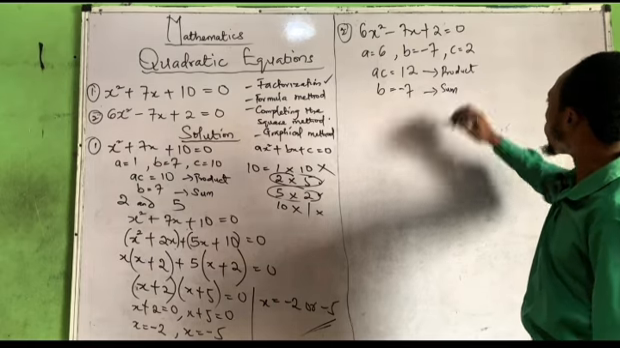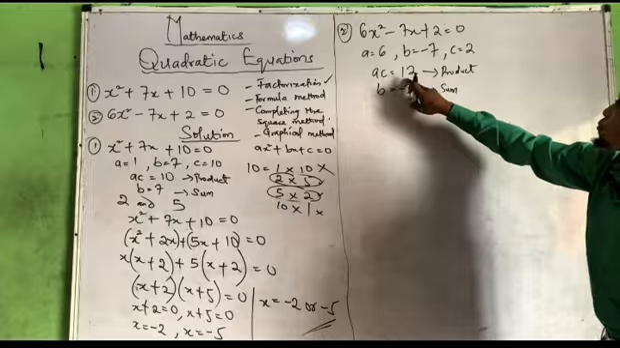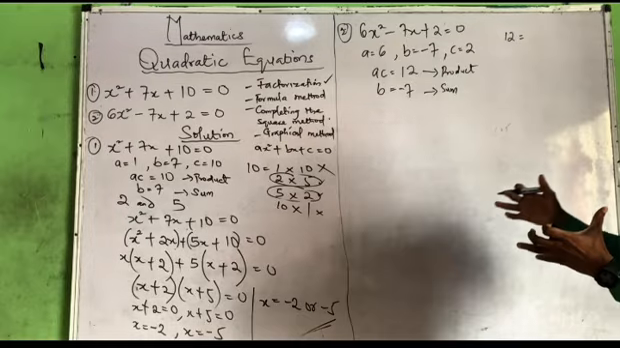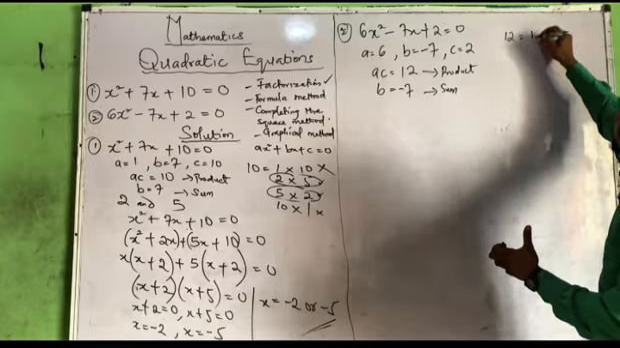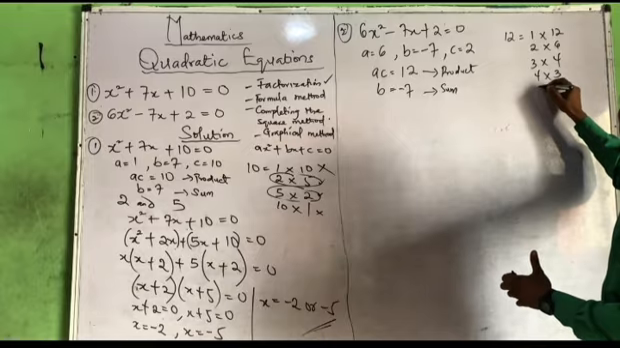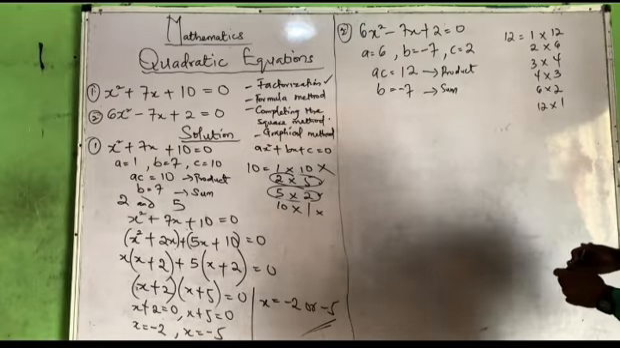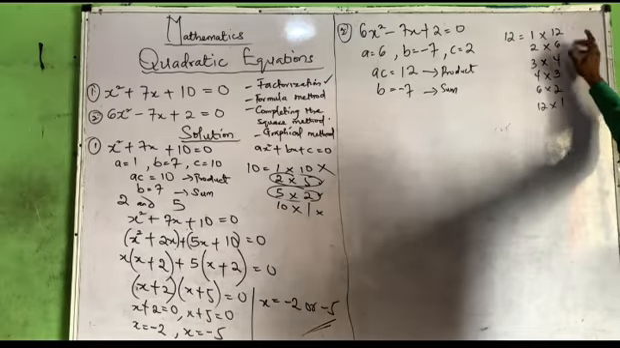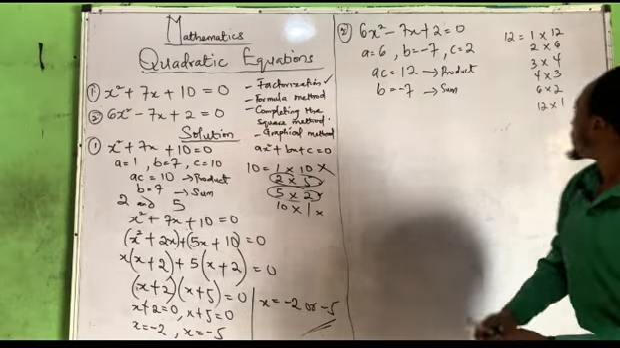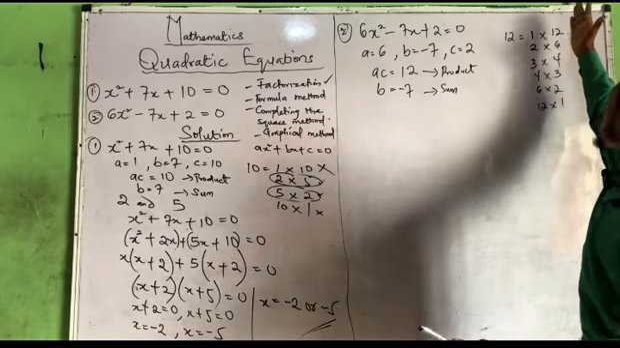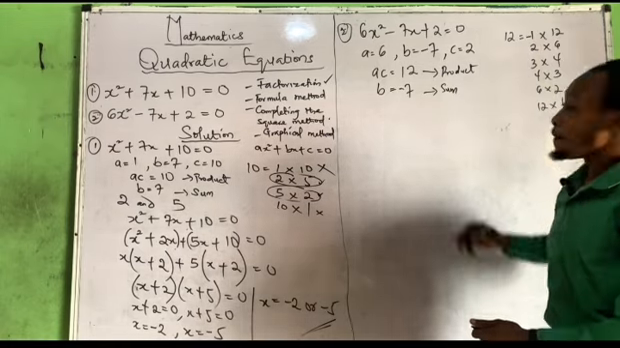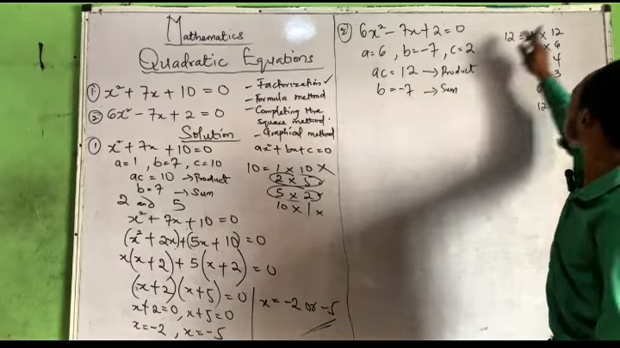Now, let's go back to the workings. What are the factors of 12? Remember that you need the factors to replace this minus 7 here. So we have 1 times 12, 2 times 6, 3 times 4, 4 times 3, then 6 times 2, and 12 times 1. Now, out of this, what am I going to sum together that is going to give me minus 7? Now, 1 plus 12 cannot give me minus 7. And even if I put minus 1 here, minus 1 plus 12 will give me 11.